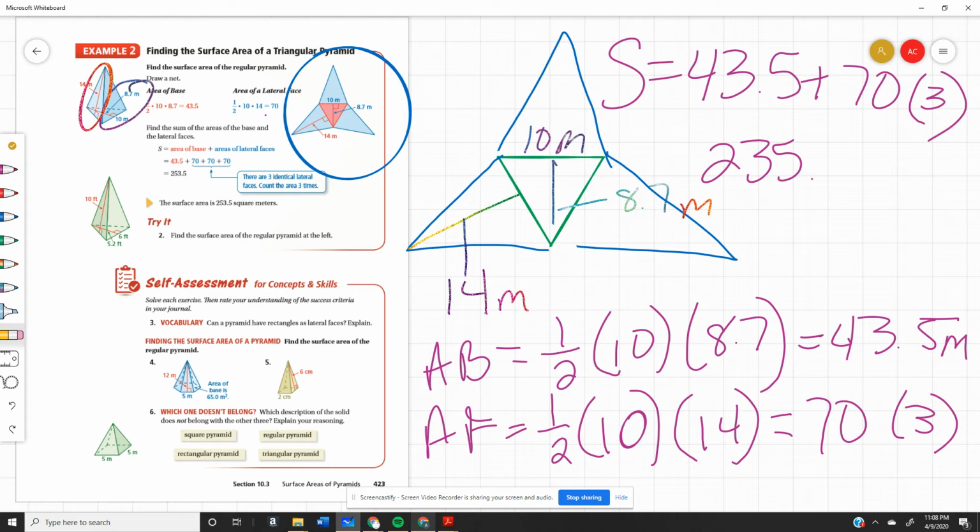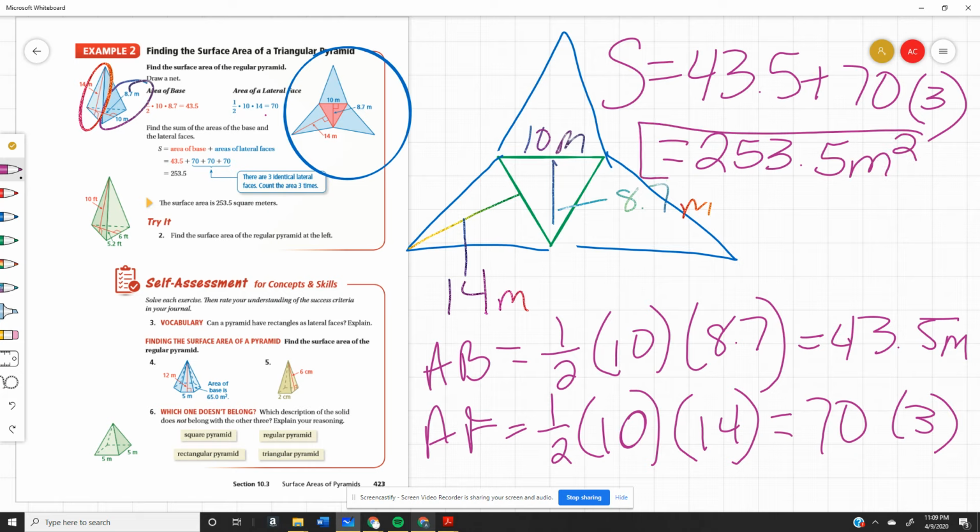Okay, that was so backwards. 253.5 meters squared. And this is actually equals. I'm writing equals because I didn't round anything. I didn't estimate anything. I didn't use pi for anything. We're dealing with triangles now and squares and not circles. So your answer should be pretty exact.